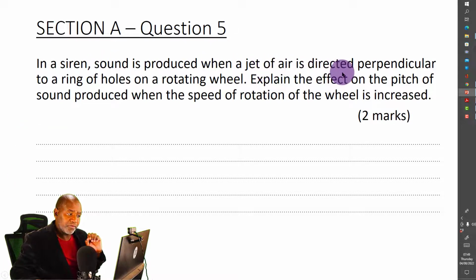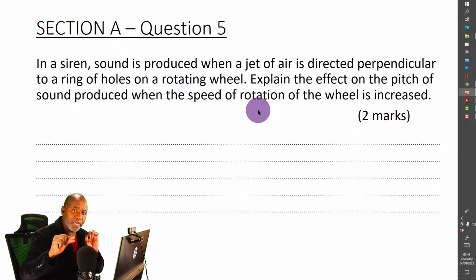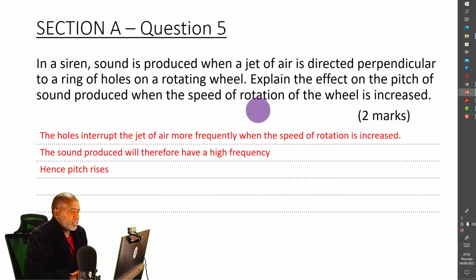Sound is produced when a jet of air is directed perpendicular to a ring of holes on a rotating wheel. Explain the effect on the pitch of sound produced when the speed of rotation of the wheel is increased. So here we are varying the pitch not by moving the jet of air, but by changing the speed of rotation of the wheel. So this is what is going to happen. The holes interrupt the jet of air more frequently when the speed of rotation is increased. The sound produced will therefore have a high frequency, hence high pitch.